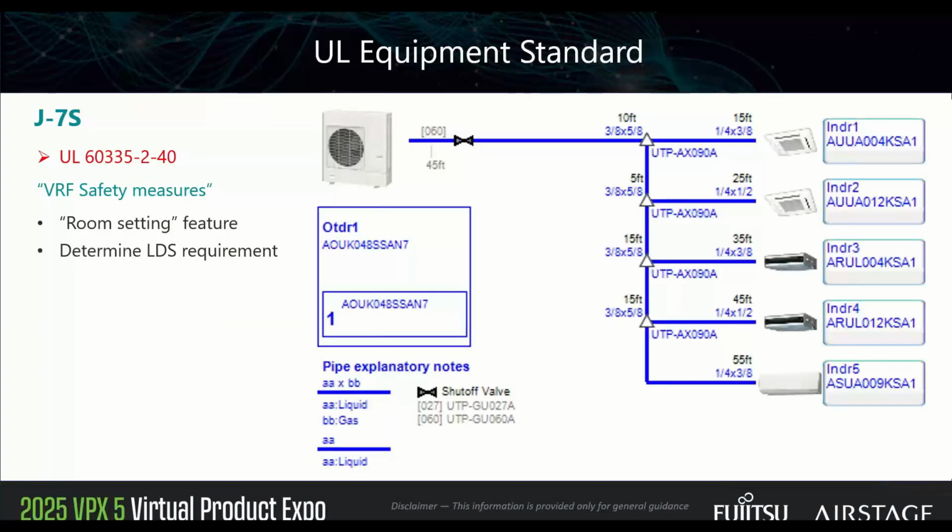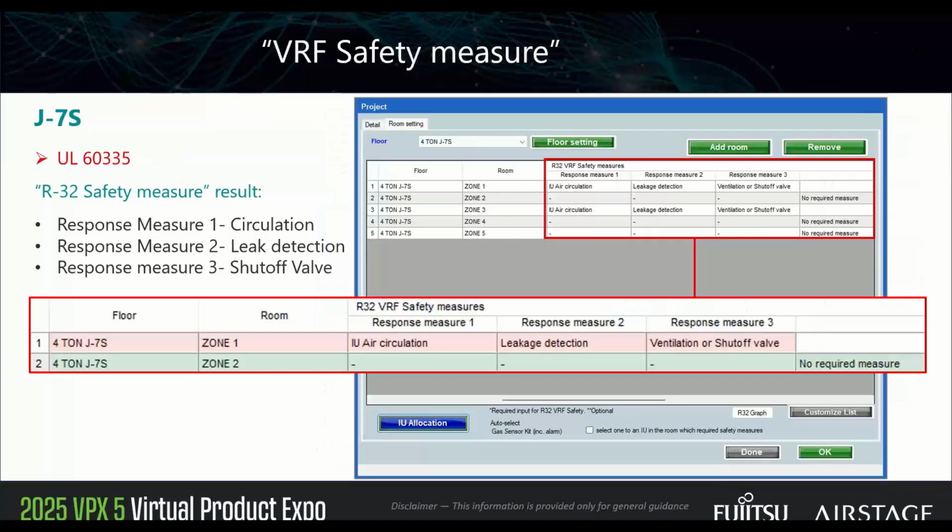So we are talking about the ASHRAE safety standards, but there's also an equipment standard that we as a manufacturer have to go by. You've probably heard this before, UL 60335. This dictates how the equipment shall perform in the event of a leak and what the components shall do. But there is also another feature within Design Simulator that we talked about on VPX3, which is the ability for Design Simulator to tell the user whether or not the charge will be compliant relative to the specific zone.